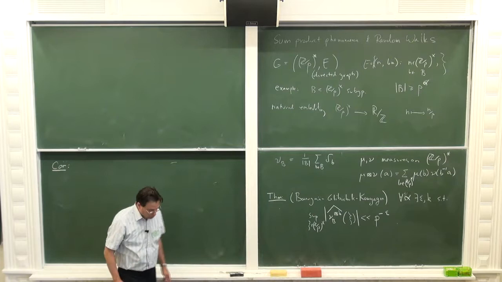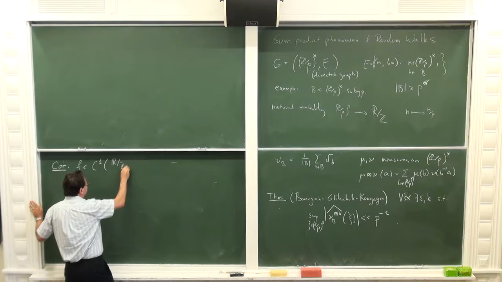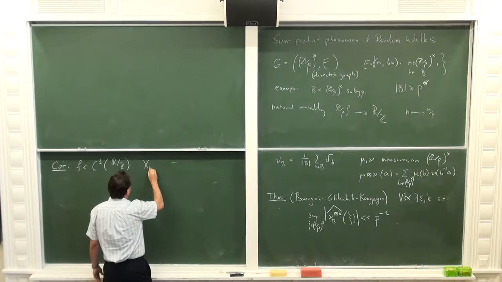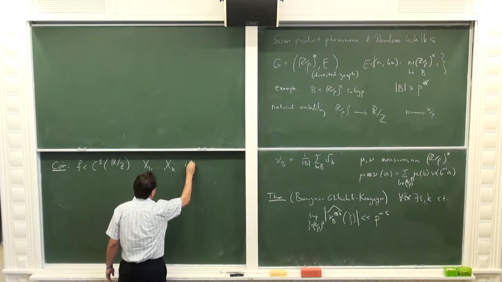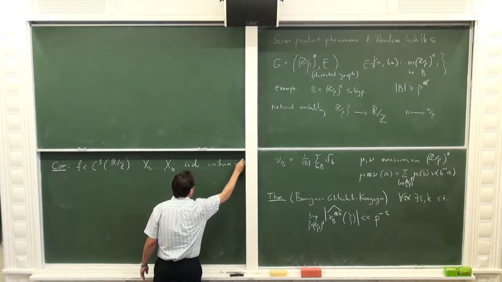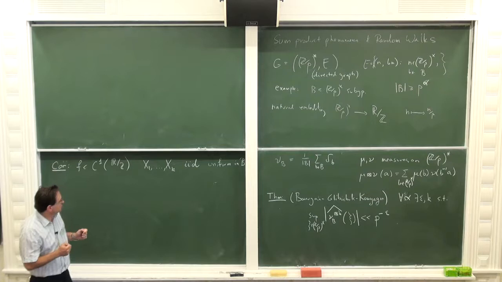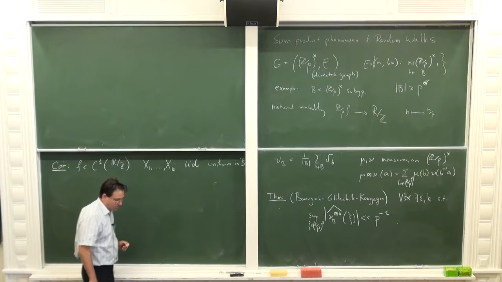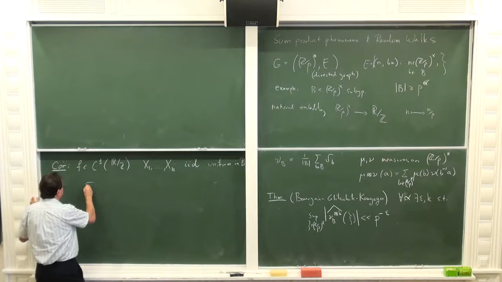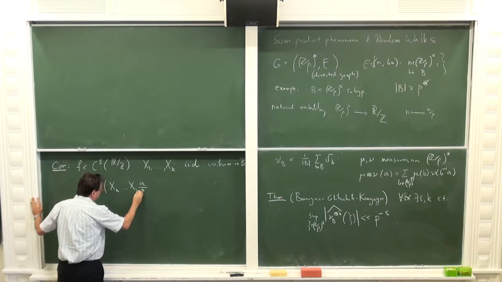So a corollary would be that if I have a function, which is, let's say, a differentiable function on the unit interval, then if I take x1 up to xk, these are IID, uniform in B, right? So these are random variables. Each one has some value in B, and these values are equally probable. Then I can look at the conditional expectation of F evaluated at xk ... x1 A over P for some non-zero integer A. This is what I mean by taking k steps in the random walk.